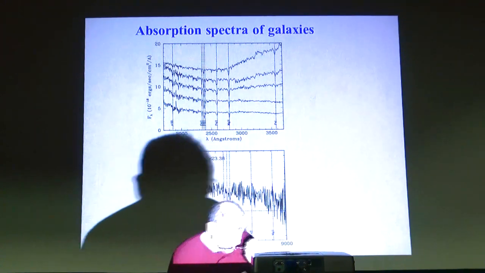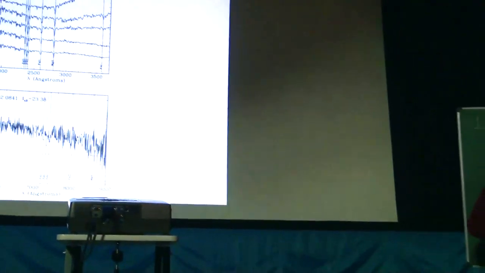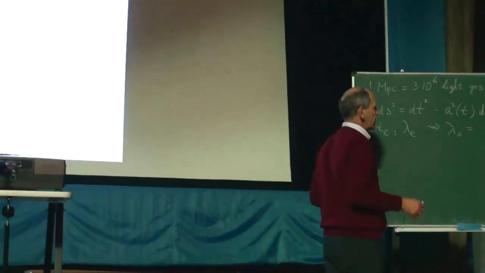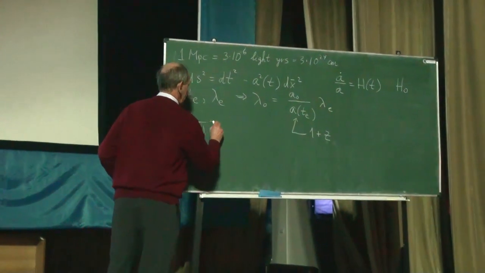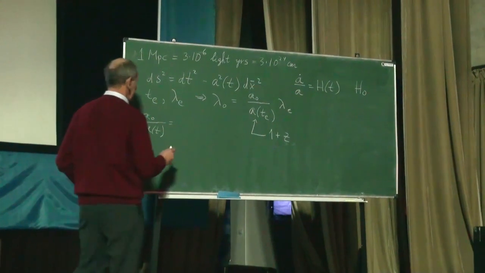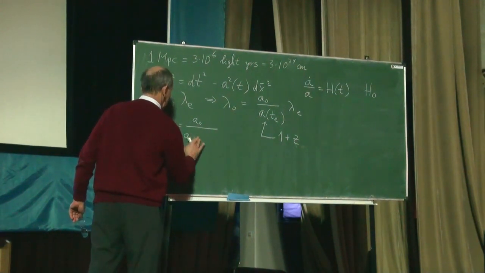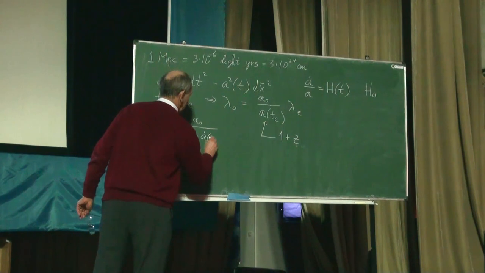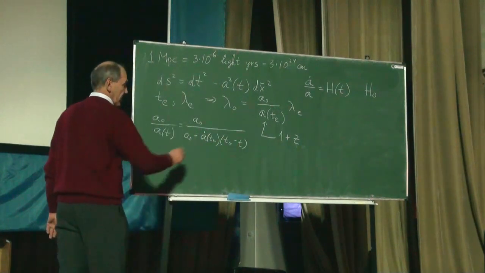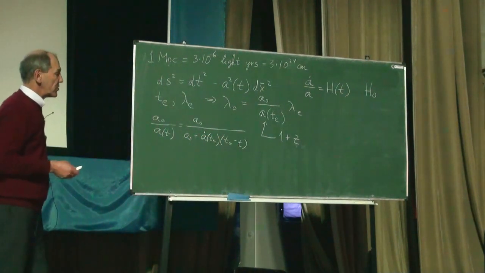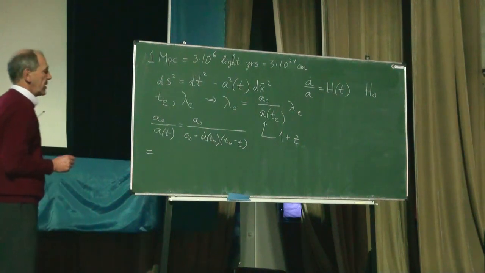Now, at small distances, one can expand this thing. If we talk about not very distant sources, then one can expand A naught over A of T emission like this. This is A naught. In the denominator, you have A naught plus or minus A dot at present time, times T naught minus T, right? This is valid if we are talking about a relatively nearby source, so that the time between emission and today is not very large.